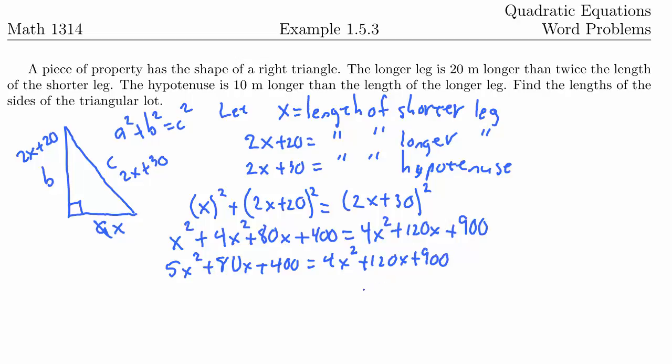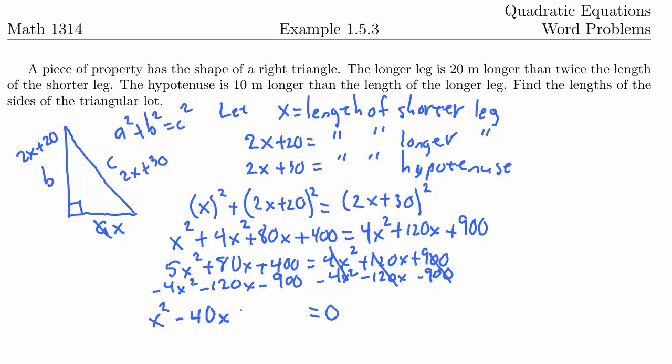I'm going to get everything to one side, so I'm going to subtract 4x squared from both sides, subtract 120x from both sides, and subtract 900 from both sides. Notice everything on the right hand side cancels, so I'm left with 0 over there. Now I have x squared minus 40x minus 500.